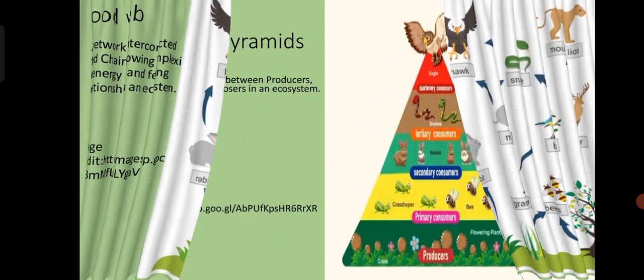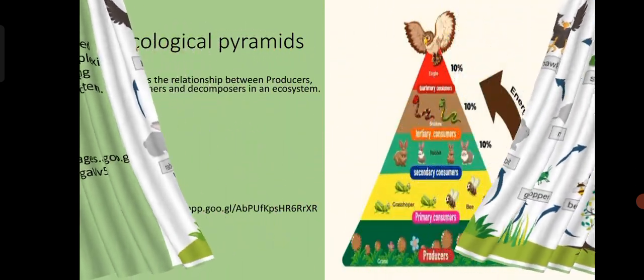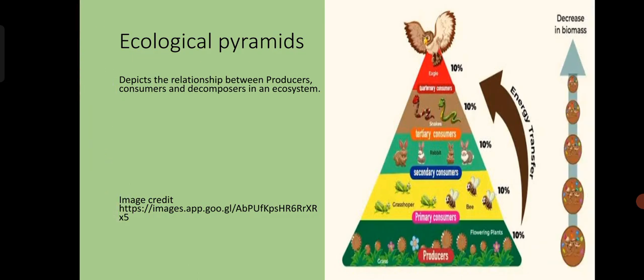Now coming to the next slide. Here we will be learning about the ecological pyramids. An ecological pyramid illustrates the movement of biomass or energy across the various trophic levels in an ecosystem. It is sometimes referred to as an energy pyramid or a trophic pyramid. It illustrates how biomass or the proportionate amount of energy varies with trophic level and how it decreases as it moves up the food chain.